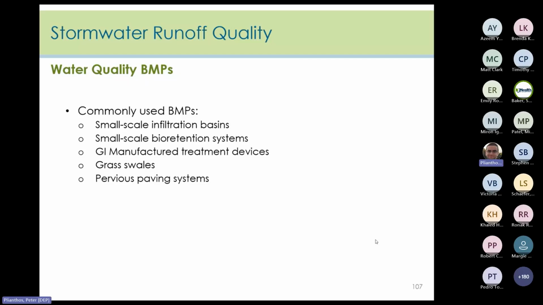And here are the most commonly used water quality BMPs. Small-scale infiltration basins, small-scale bioretention systems, GI manufactured treatment devices, grass swales, and pervious paving systems. And now we'll take a closer look at some of these.